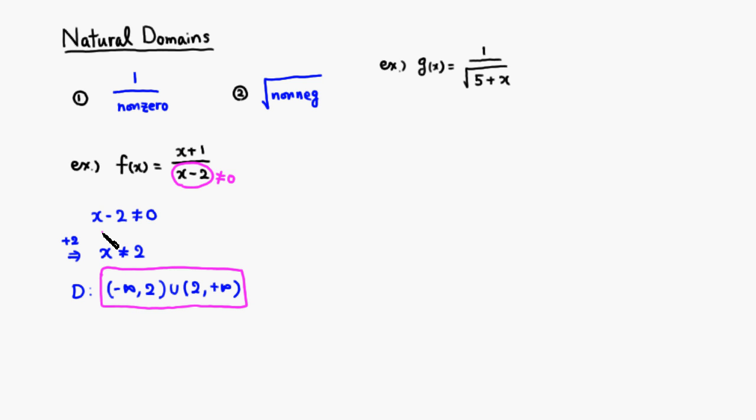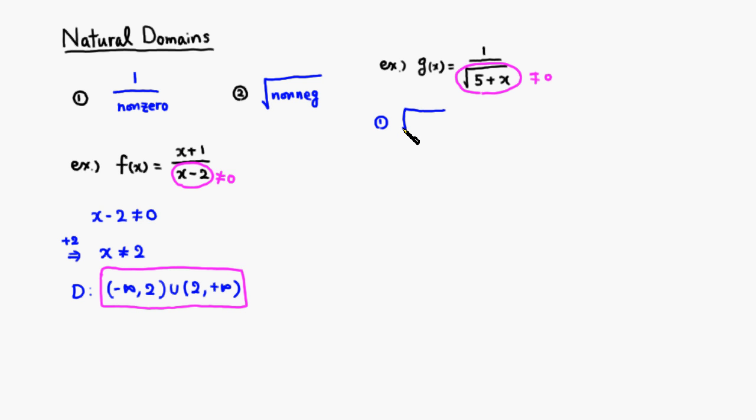All right, so let's look at the second example. g of x is equal to 1 over the square root of 5 plus x. There are actually a couple of things going on. There's a fraction, so we have to make sure that the denominator is non-zero. Then there's a square root, so we have to make sure that inside the square root must be non-negative. So following rule number one, we have to make sure that the denominator, this guy right here, is again not equal to 0.